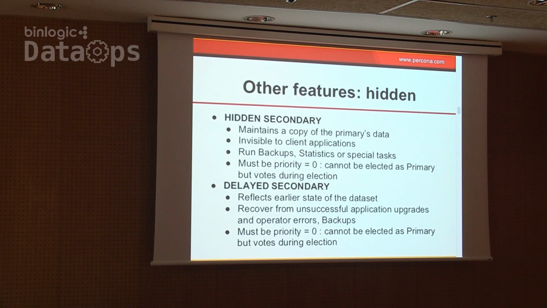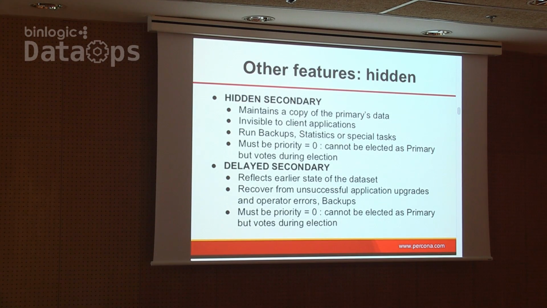We can also define a node as hidden. These kinds of nodes are invisible to the application, and they must be priority 0, so they cannot be elected as the new primary, but they can vote during an election. They are useful, for example, to run backups, to do statistics or other special tasks for our application.